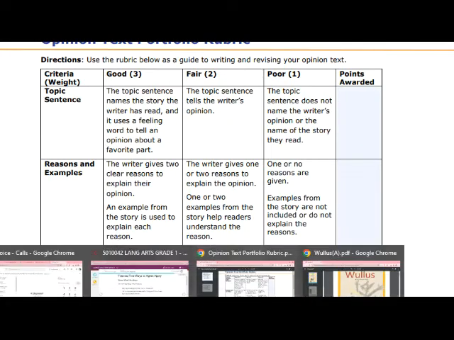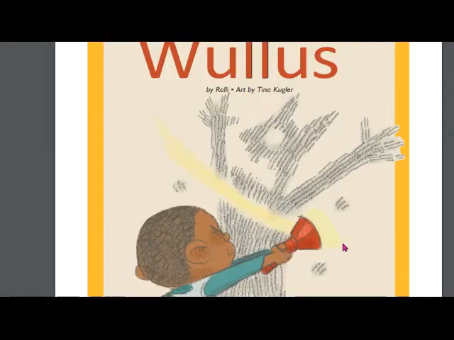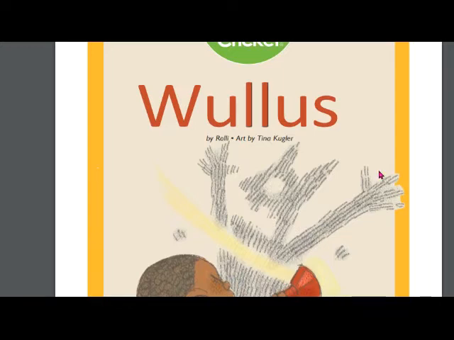Now, just in case you haven't already, let's go ahead and review the story Wallace. Now, I'm reviewing the approaching reader version. There are two other versions that get harder in difficulty level. You can choose the version that you would like to use the most. Wallace by Rowley. Art by Tina Kugler.